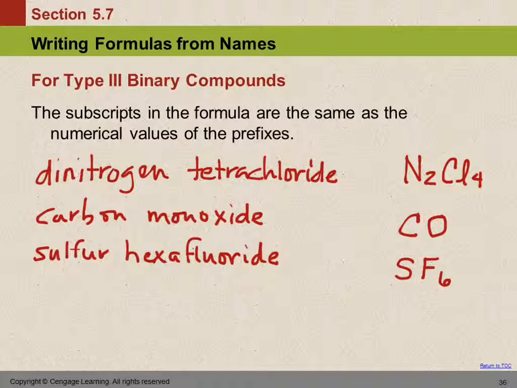So, any questions about writing formulas for these guys? Usually people don't have much trouble. The hardest thing about these is remembering some of the odd prefixes. Tetra meaning 4, hepta is weird. Hepta means 7. And then, of course, you need to know your element names and symbols.